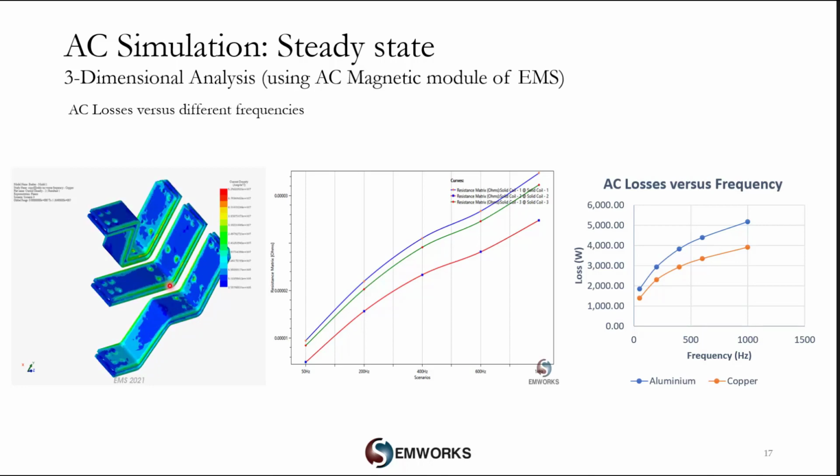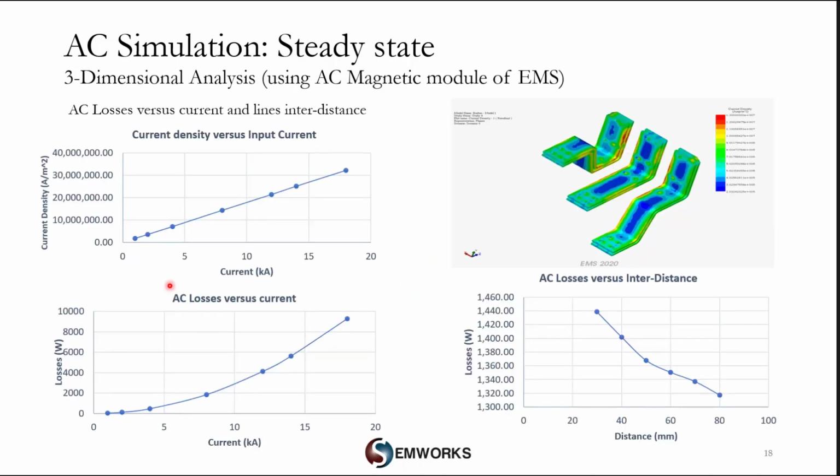The middle graph confirms these results. It can be seen that the AC resistance of the three phases increases with the frequency due to the skin and proximity effects. In turn, this augmentation leads to an increase in the AC losses, since losses and resistance are proportional.